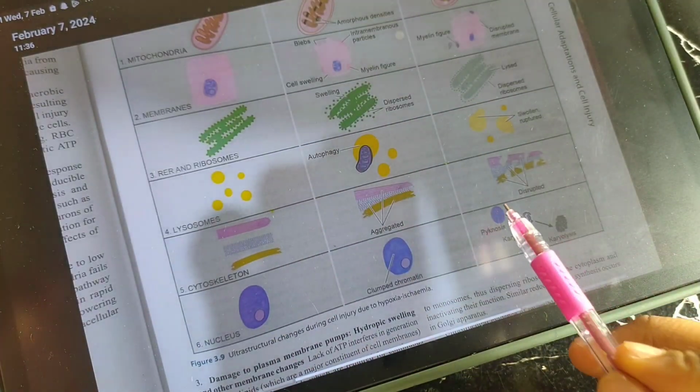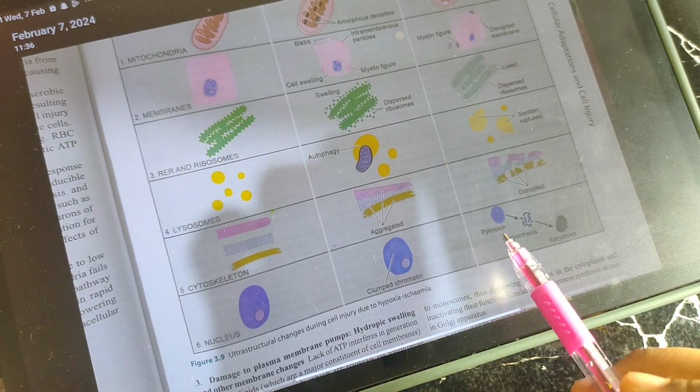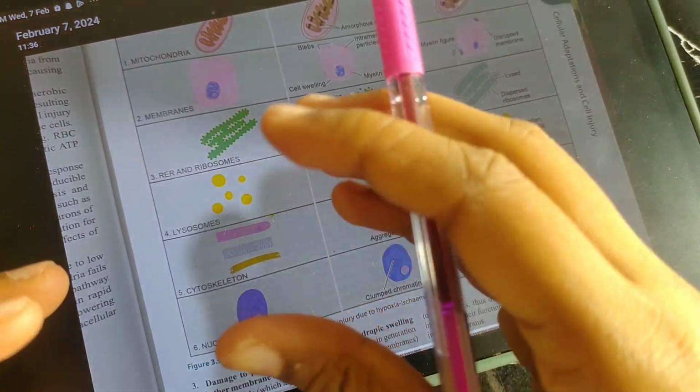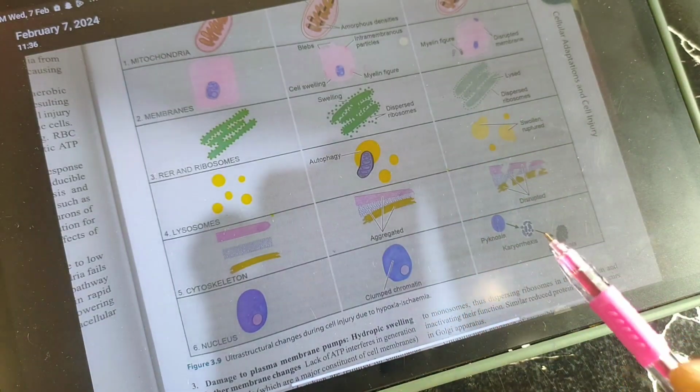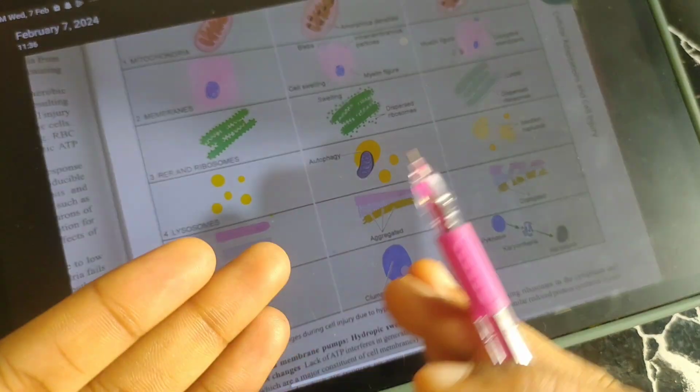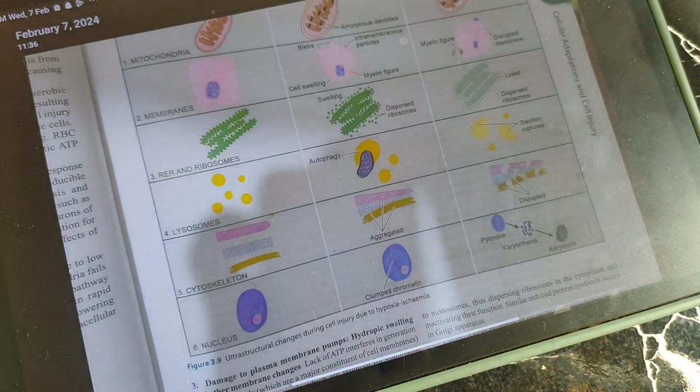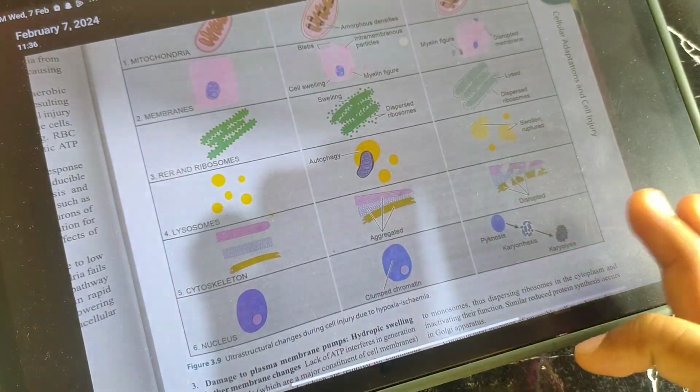In the first process, that is pyknosis, there will be clumping of the chromatin and the basophilic property will be increased. Karyorrhexis is fragmentation of the nucleus, and then karyolysis, where the nucleus is completely destroyed. So this is karyolysis.